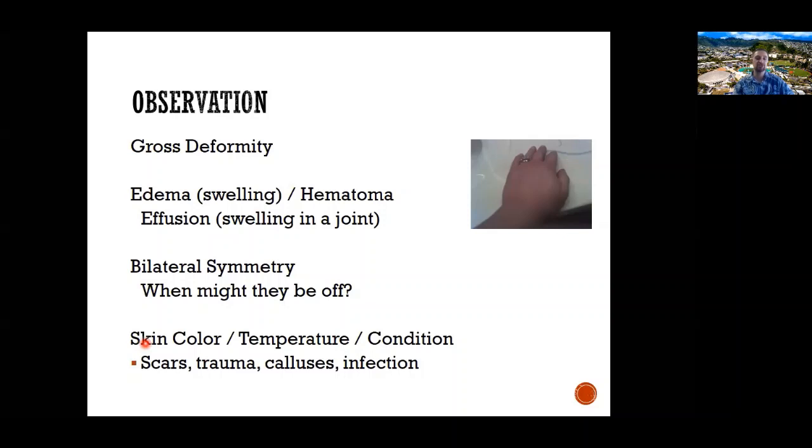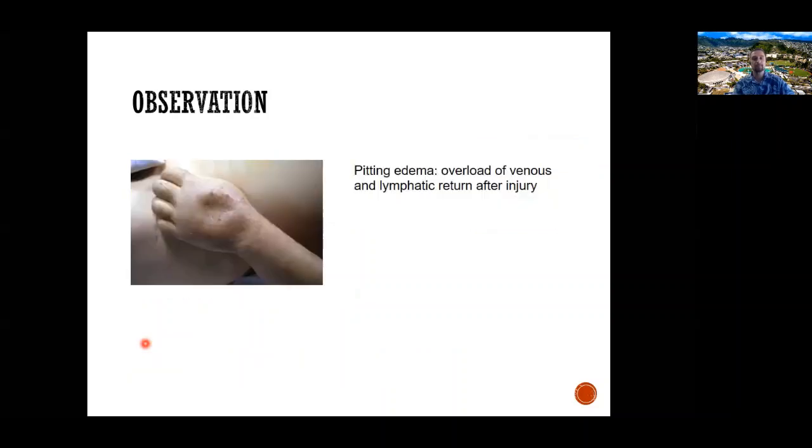Additionally, previous injuries or surgeries that resulted in scars, trauma, or calluses. And then, of course, infection, if it's purulent or filled with pus. If the wound smells bad, or there are signs of infection like redness or red streaks coming back up towards the body, those are red flag signs that the infection could be spreading.